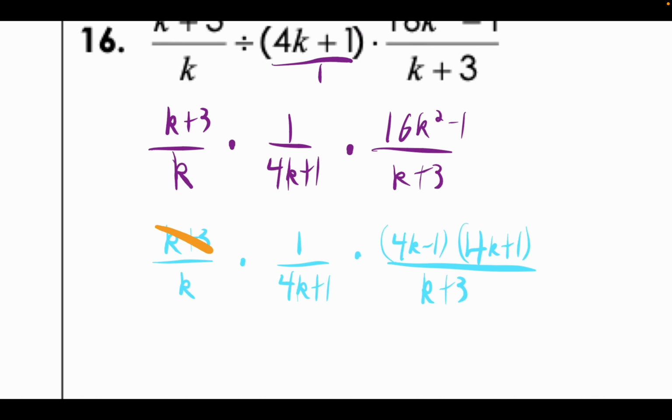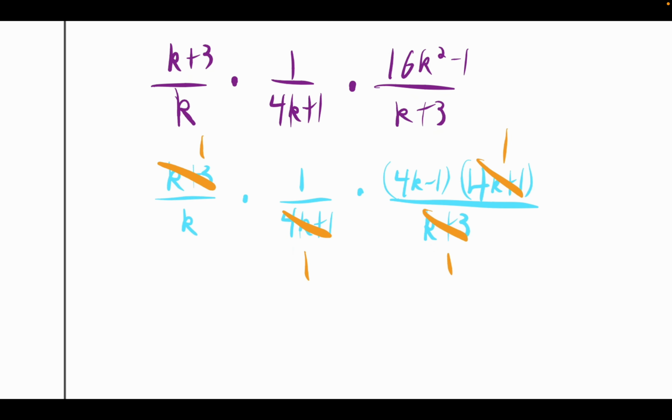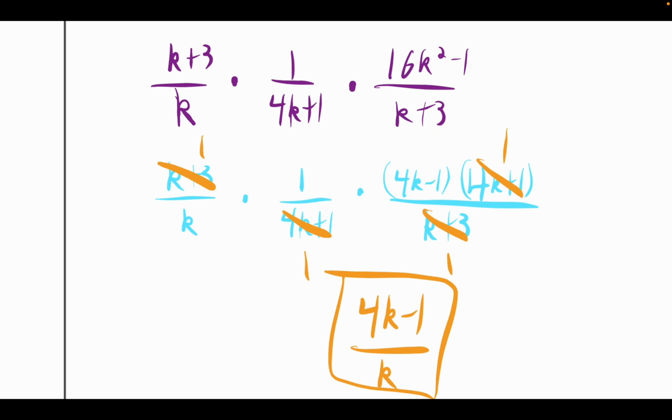So for example, k plus 3 and k plus 3 reduce, 4k plus 1 and 4k plus 1 reduce. But this k does not reduce with this k, because that's not only just a k, it's a 4k minus 1. So on the top, I'm left with 4k minus 1. On the bottom, I'm just left with k. And that's my answer. And that will close out Unit 9, Section 1 of Algebra 2.